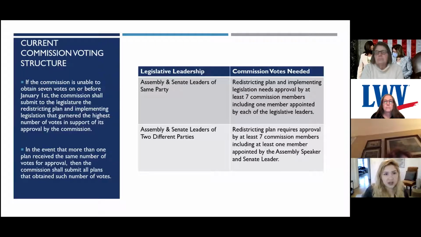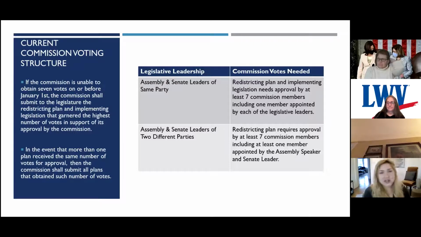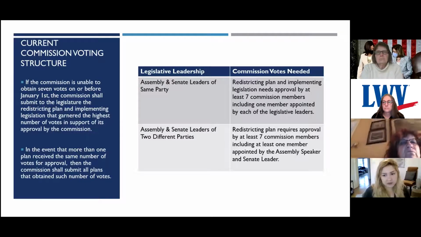Now, there's also the option that if the commission is in a stalemate and they don't have any maps by January 1st, the legislature will basically take the plans that the commission has done so far, the one with the highest number of votes of support, and get to work on that plan and put it forward for a vote. And if there are two plans with the same highest number of votes, then the commission will give both of those plans to the legislature to vote on. So again, I explained it backwards, but the main thing to know is that regardless of which parties are in power, there always needs to be the adjacent party participating in the voting process so that it's never just one party having the final say.